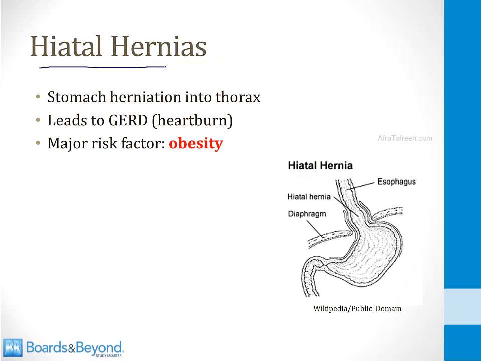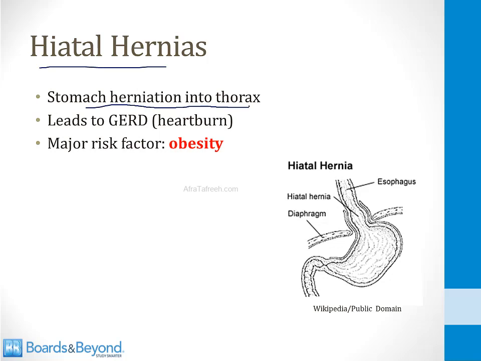Hiatal hernias are hernias that occur through the esophageal hiatus, which is the hole in the diaphragm where the esophagus enters the stomach. A hernia here will cause the stomach to herniate into the thorax. Now, all the hernias we've discussed up till this point in this module are external, so they are obvious as a bulge outside of the body.